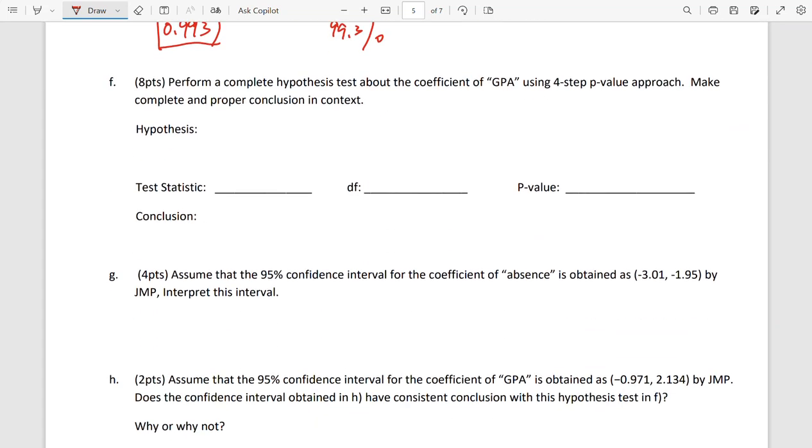So then next one, perform a complete hypothesis test about the coefficient for GPA with the four-step p-value approach. All right, the first step, hypothesis. Now we are testing about the coefficient of GPA, so of course we are testing beta GPA. We test whether it equals 0 or not equal to 0. So in this case, do you want to use the t-test or the F-test?